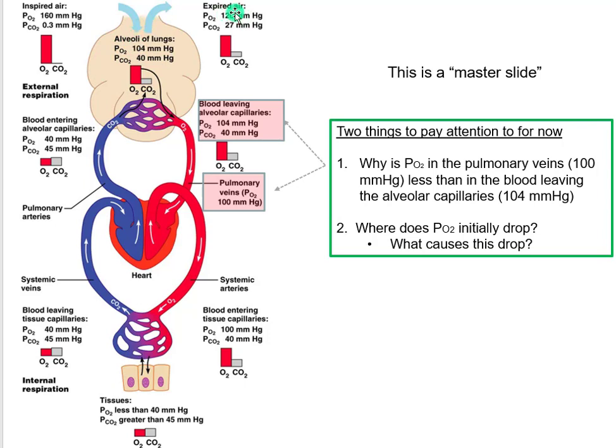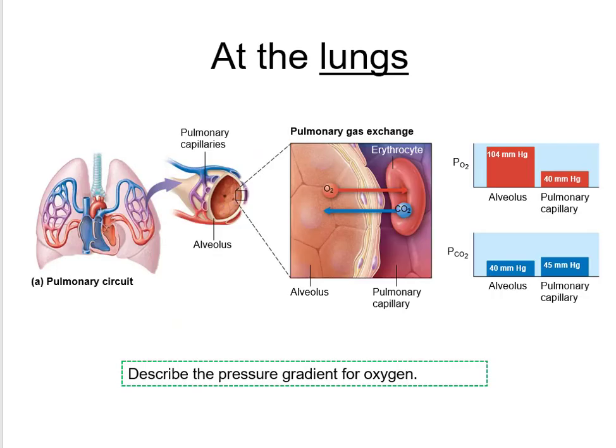And then why does it get enriched when it's in the expired air to 120? Why is it going from 104 to 120? And again, that explanation has to do with that dead space that we see in the lungs, which we won't get into right now. Okay, I've got two more slides here, and there's nothing new here.